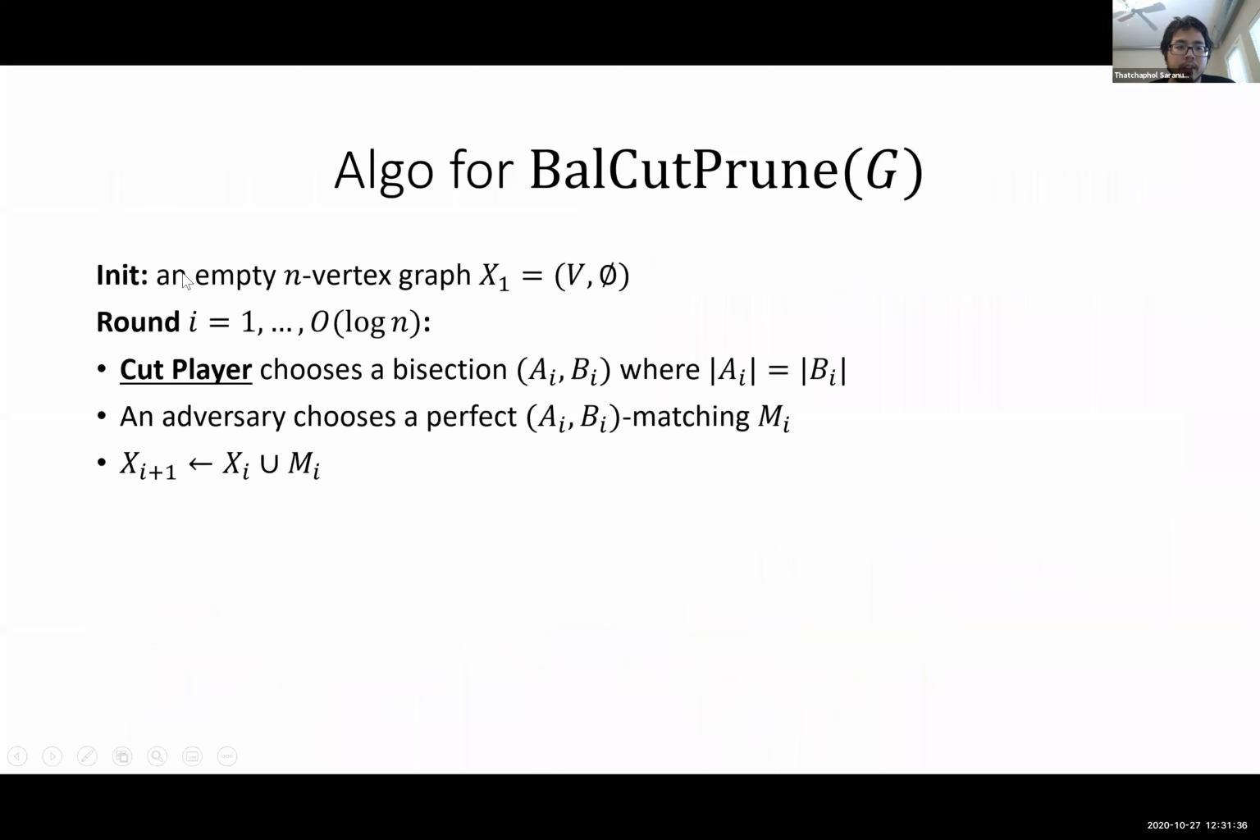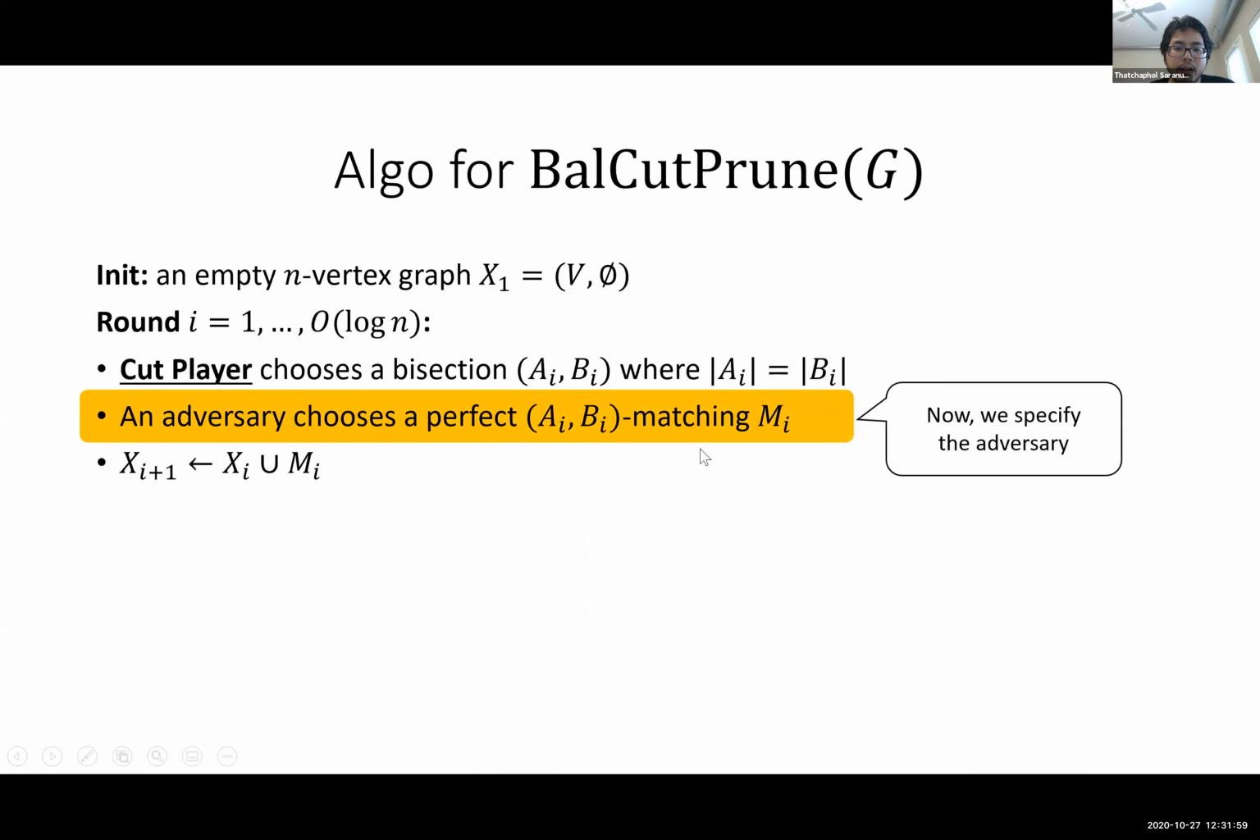Now I'm ready to describe the algorithm for balanced cut prune. There are several steps. The first step is to start with a template from a cut matching game. Here you start with an empty graph. There are log n many rounds. In each round, the cut player chooses a bisection. Then an adversary chooses a perfect matching crossing that bisection. You add the matching into the graph and repeat. This is just a template from a cut matching game.